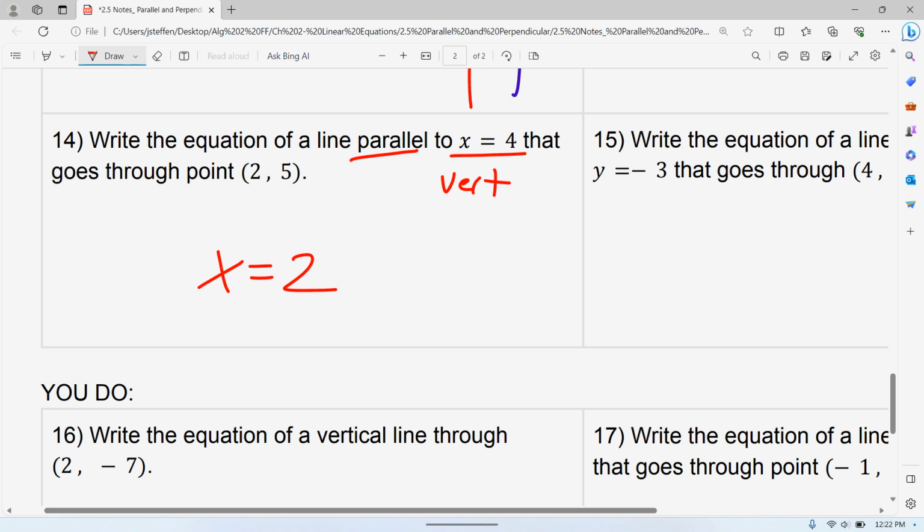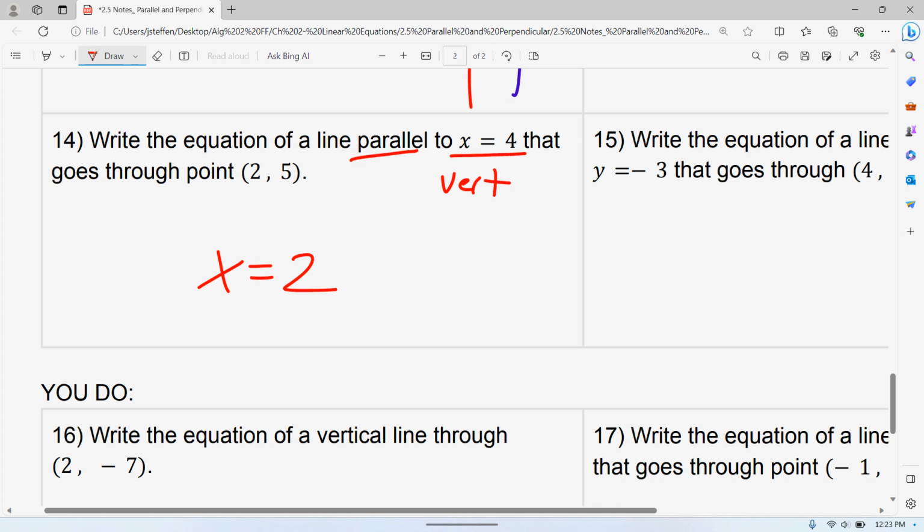The other thing that's really nice, you can also memorize it this way: you know how parallel lines have the same slope? You can remember the same thing here. If it's parallel to x is equal to, your answer is going to be x is equal to. If it's parallel to y is equal to, your answer is going to be y is equal to. But again, make sure you understand the difference.